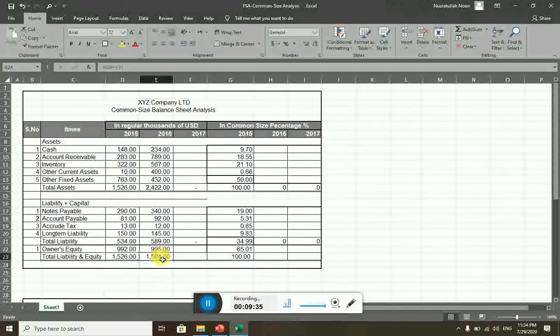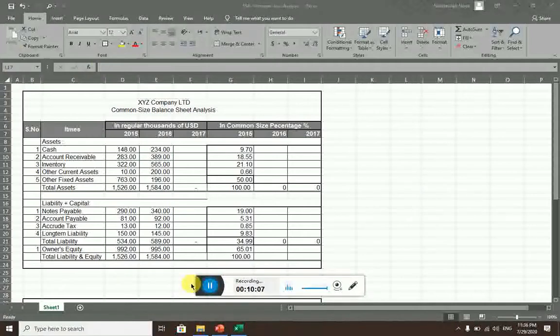total liabilities, right? All right. So this common size balance sheet contains the information for 2015 and 2016, and you can add 2017 as well. So let's do it first for 2015.